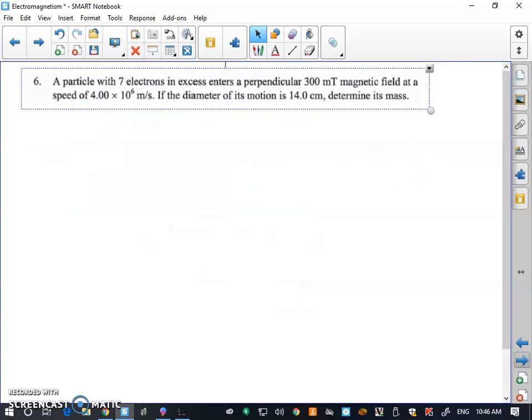Question number 6. A particle with 7 electrons in excess enters a perpendicular 300 millitesla magnetic field at a speed of 4 times 10 to the 6 meters per second. If the diameter of its motion is 14 centimeters, determine its mass.